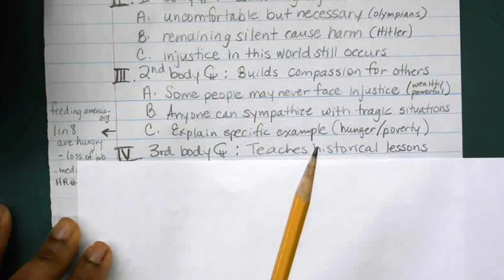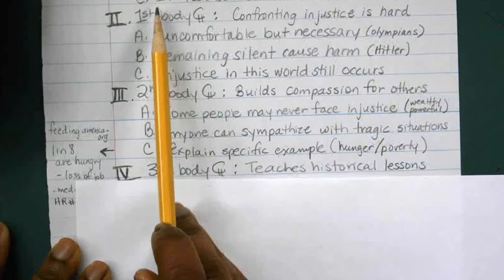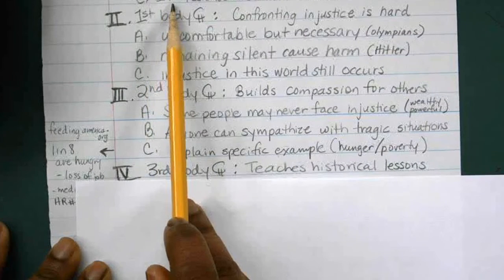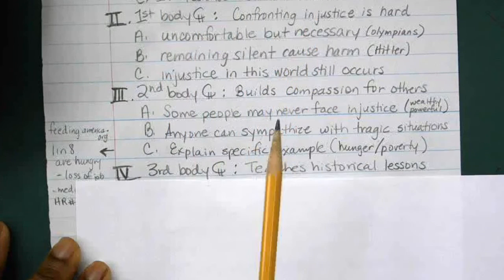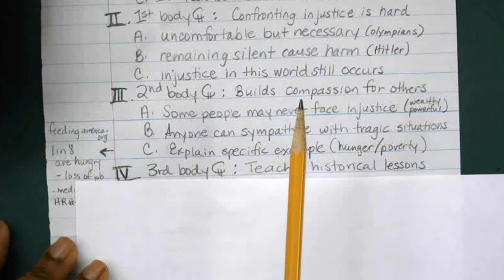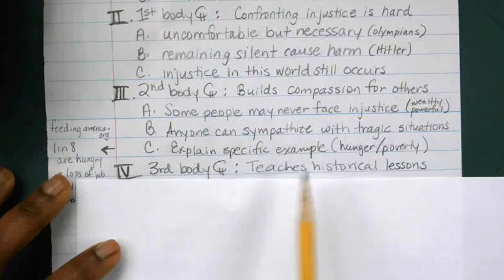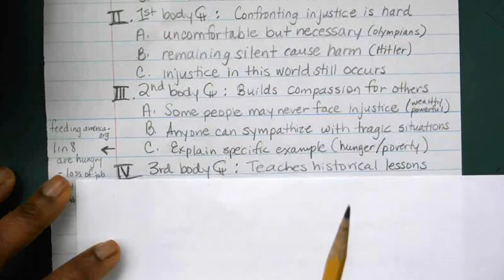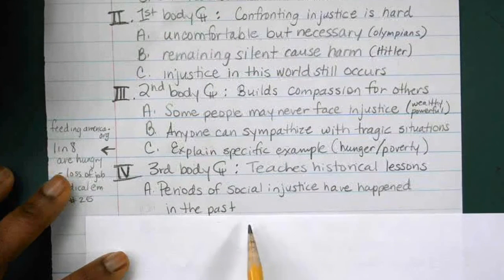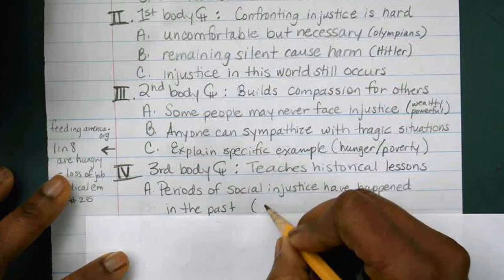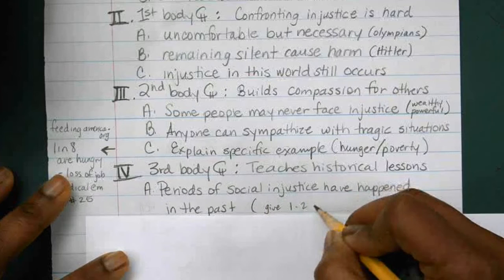Okay, so welcome back, and let's go to the third body paragraph. This one had to do with how learning about injustice from someone who experienced it can teach us all historical lessons. So history has a way of teaching us historical lessons, and I'm going to start this paragraph by stating that. I'll go on to explain that periods of social injustice have happened in the past, and I'll probably give one or two examples.